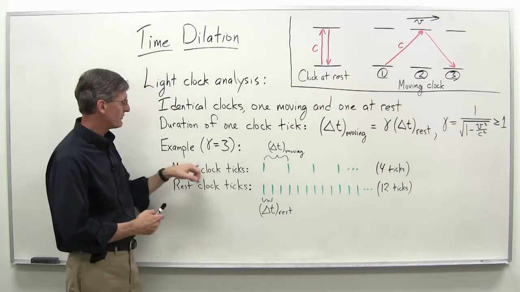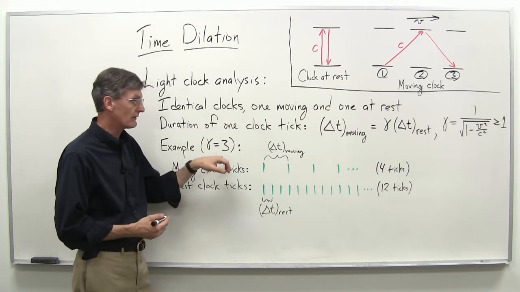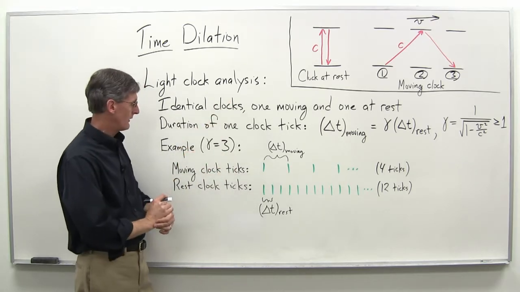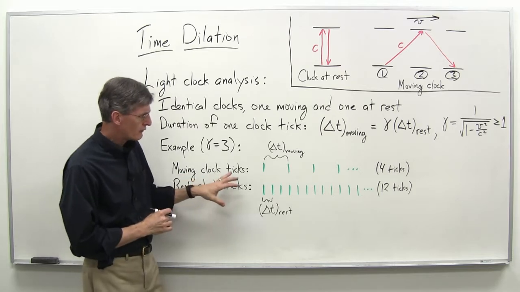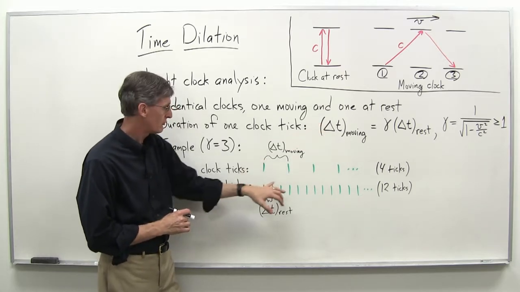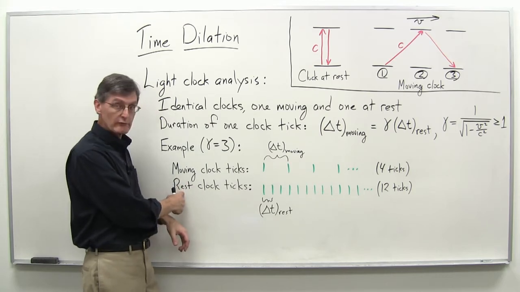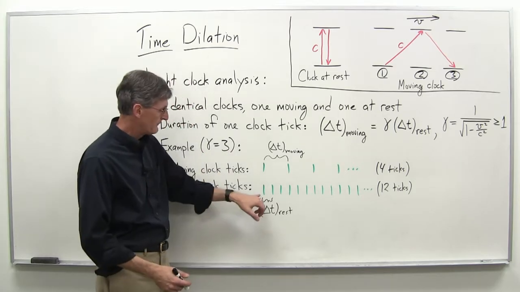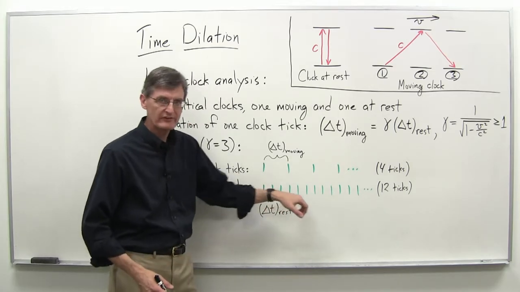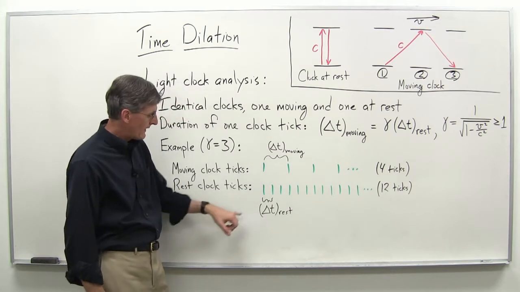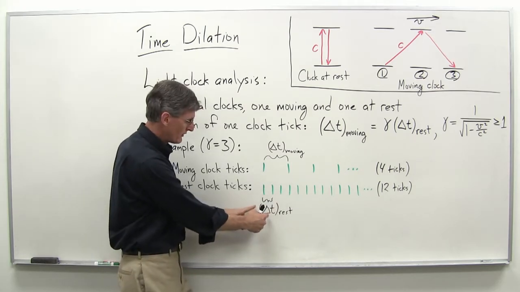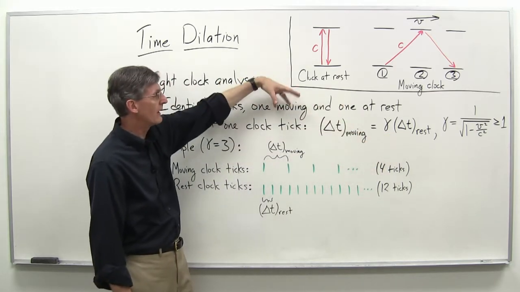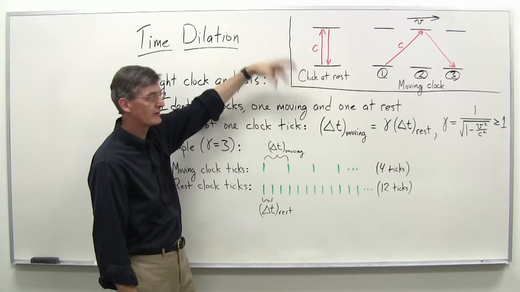So let's look at this. We'll just say that gamma equals 3. That's actually a fairly high velocity, but just to say gamma equals 3, Alice is going by at a fairly high speed. If we're going to create a diagram of the clock ticks, here's what it would look like. Let's look at the rest clock first. The rest clock ticks, so that's Bob here with his clock, just ticking away nicely. Here are the ticks. Each line represents a tick of his clock. And the distance between the two ticks, that's this delta t rest here. That's the elapsed time, the time duration for one tick. The light goes up and comes back down.